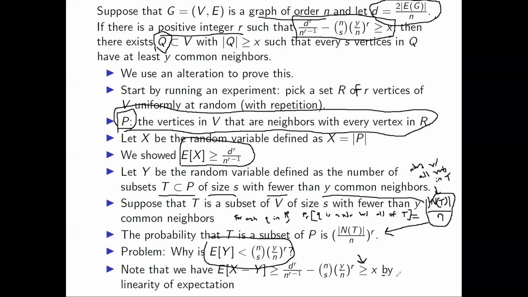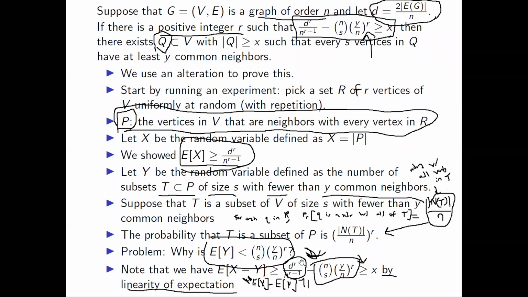And when I say linearity of expectation, that's what I used right here. So expectation of X minus Y is equal to expectation of X minus expectation of Y. And then that's greater than or equal to. So this equality right here, that's the linearity of expectation. And then that gave me this, because again, I know that expectation of X is greater than or equal to this thing right here, and expectation of Y is less than this thing right here. And again, that all is greater than or equal to x, and we take the difference by our assumption in the dependent random choice lemma.